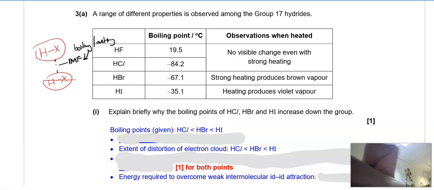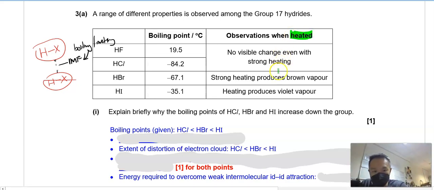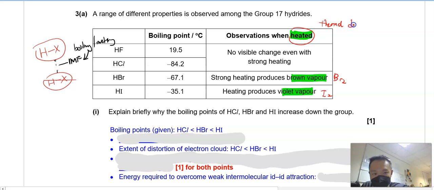But when we heat to produce brown and violet vapor, which of course all of us know is bromine gas and iodine gas, we are looking at thermal decomposition. In this case, what are we breaking? We are breaking the HX bond. So in thermal decomposition, we are breaking the covalent bond.